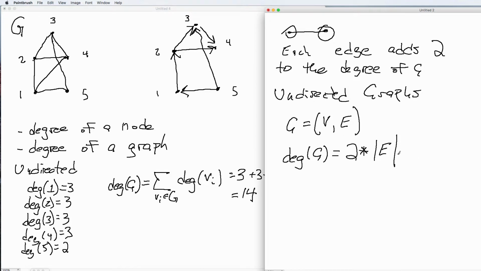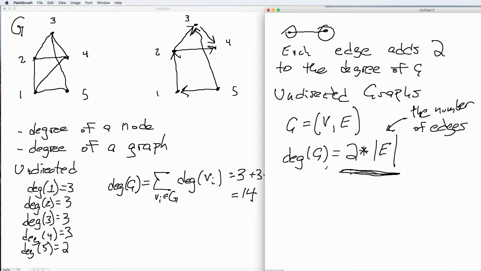And remember what happens when I take a set and I put these absolute value signs around it. This is the number of edges. This is a very useful result, and we're going to be using this a little bit later.